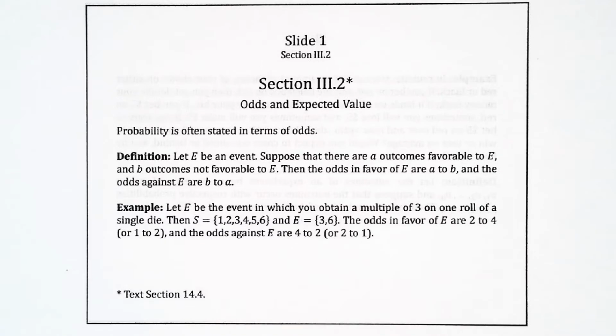So since there are 2 ways for E to occur and 4 ways for E not to occur, the odds in favor of E are 2 to 4. And the odds against E are 4 to 2. Sometimes you divide out common factors. So you could say that the odds in favor of E are 1 to 2. The odds against E are 2 to 1.